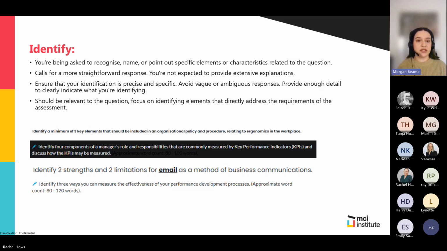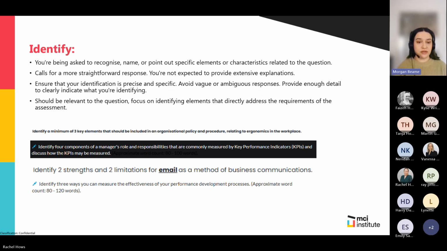Try and get straight to the point. And also provide enough detail, though, to indicate what you're identifying. It also should be relevant to the question, so focus on identifying elements that directly address the requirements of the assessment.